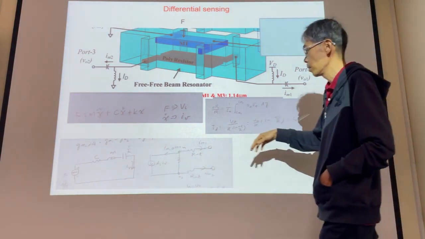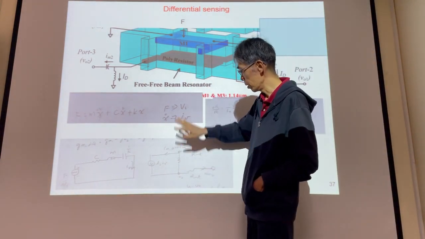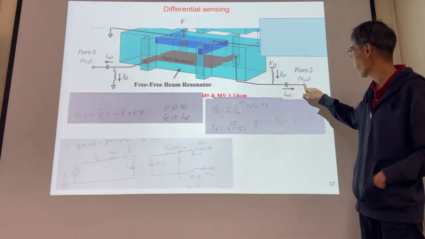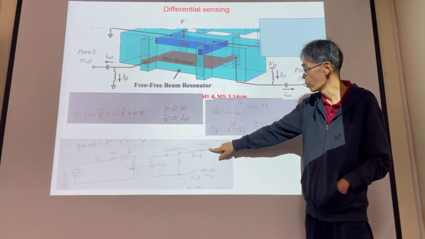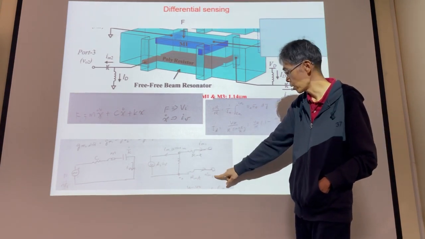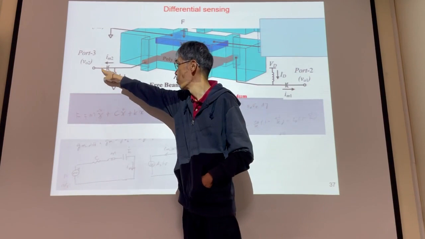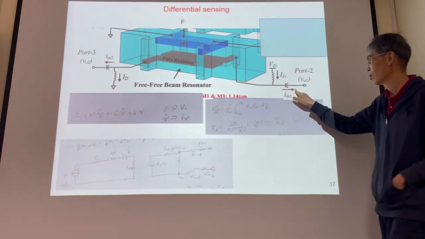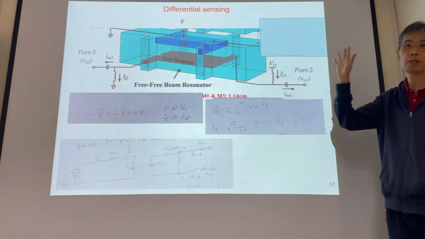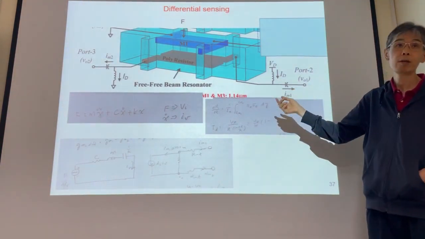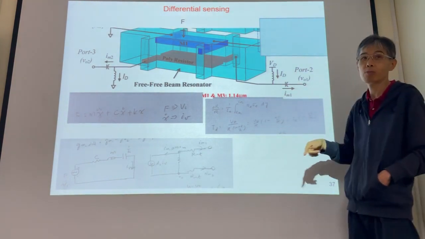Then this is the circuit part. IN1, port 2. So this is port 2 for the electric circuit. This is port 3. So IN1, the direction is just a direction. You can say this is the direction, or R1.